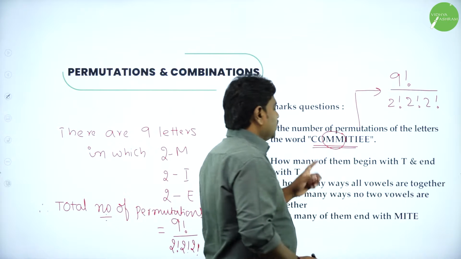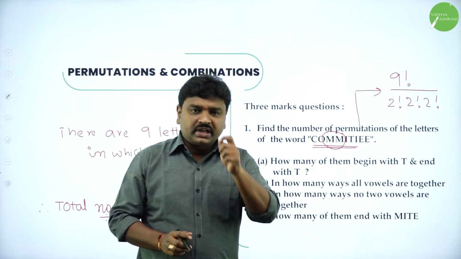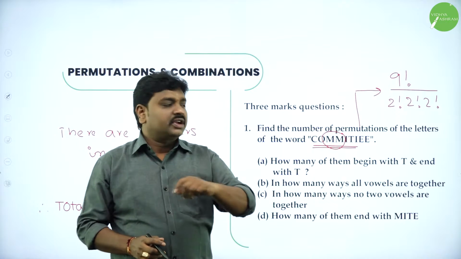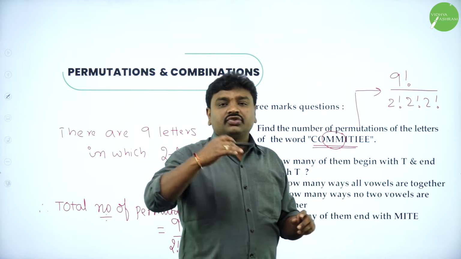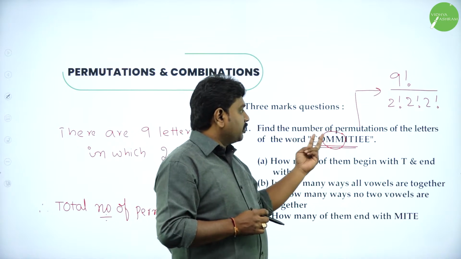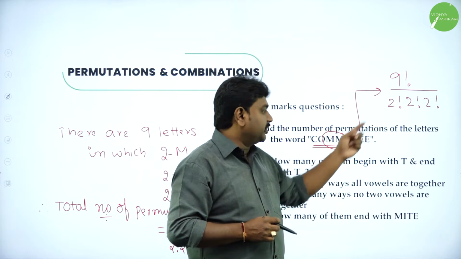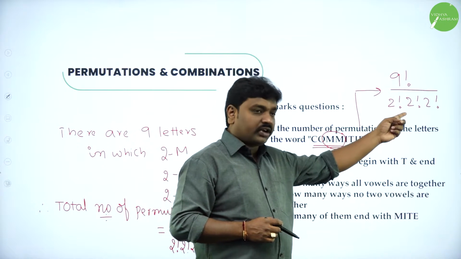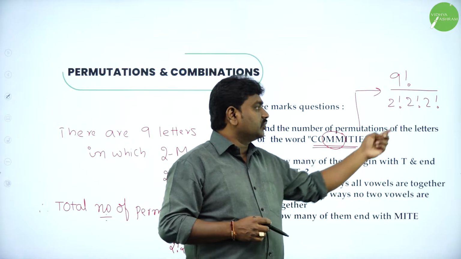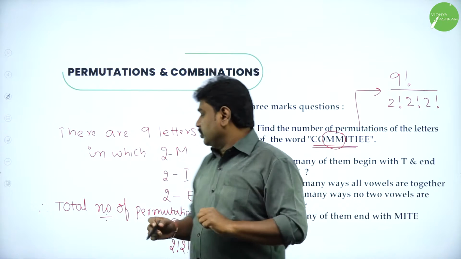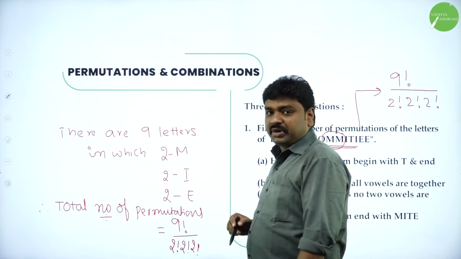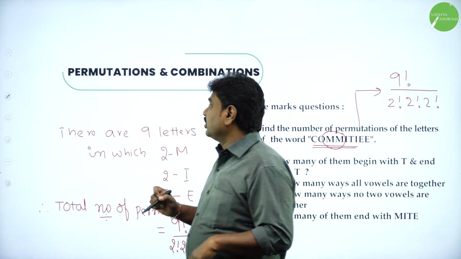Why? Because in the word committee there are 9 letters. 9 letters can be arranged in 9 factorial ways if there is no repetition. But M repeated 2 times, so 2 factorial in denominator. I repeated 2 times, so 2 factorial in denominator. E repeated 2 times, so 2 factorial. So because M, I and E repeated, if any letter repeats, then we'll have a formula.